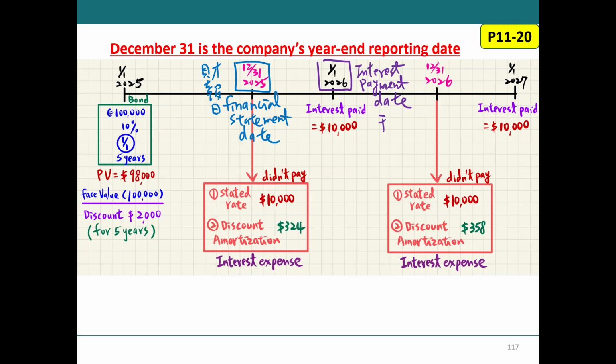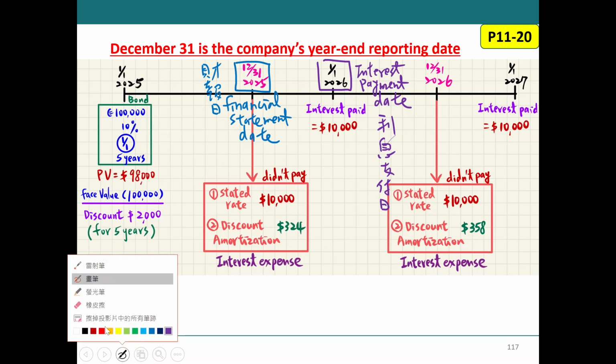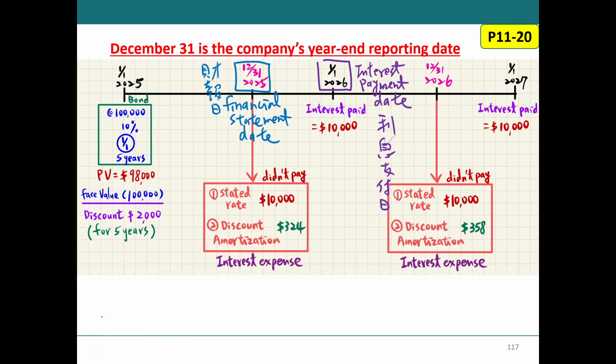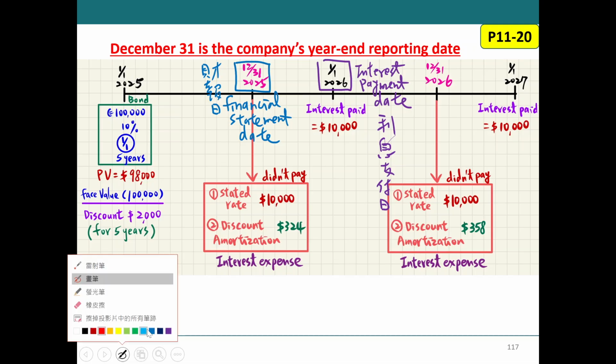利息支付日。But remember, for two costs of borrowing, first one is your contractual interest rate. Second one is your discount, right? We only pay the first one. Second one, we don't pay it until maturity date, okay? So that's why you just pay the first one.